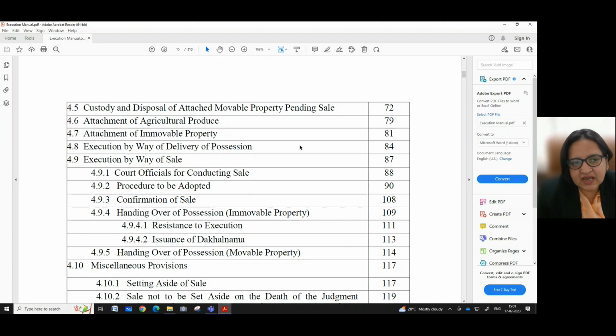Today we shall be looking at custody and disposal of attached movable property pending sale, attachment of agricultural produce, attachment of immovable property, and execution by way of delivery of possession. Let me take you to this part 4 of chapter 4.